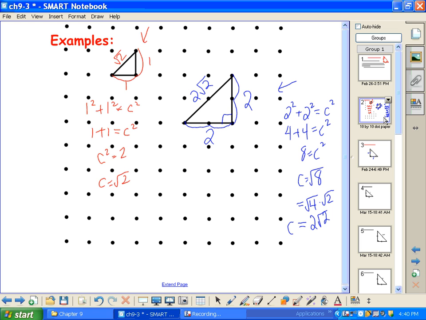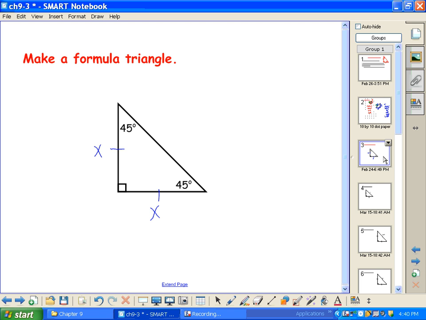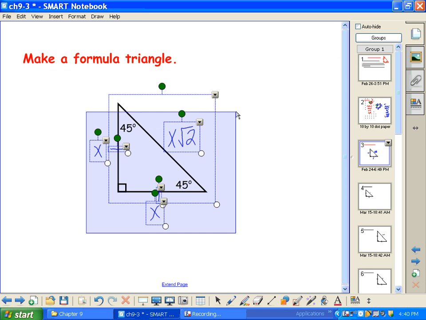Now, I hope you noticed too, as you went through this process, the number that sits in front of your radical, in this case there's a 1, that is the length of the legs. So that means that when I come back to my formula triangle, the length of the hypotenuse is the length of the leg times radical 2. This is our formula triangle. We're going to use this, or at least think about this, every time we try to apply it to another 45, 45, 90 triangle.